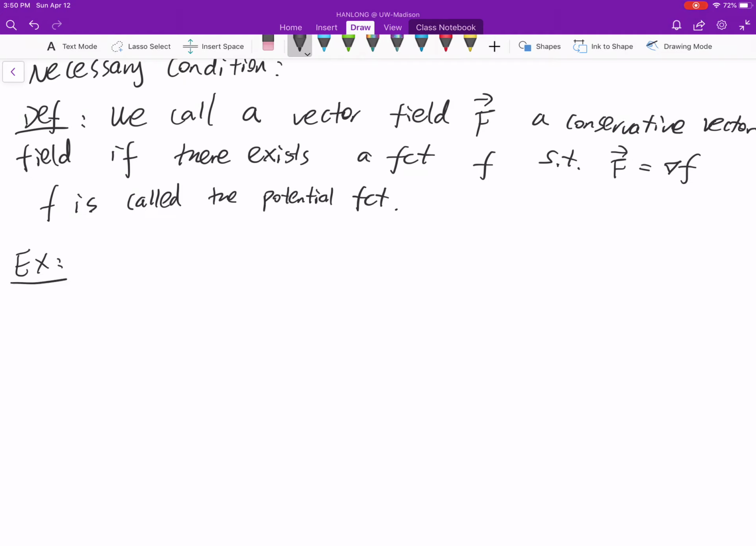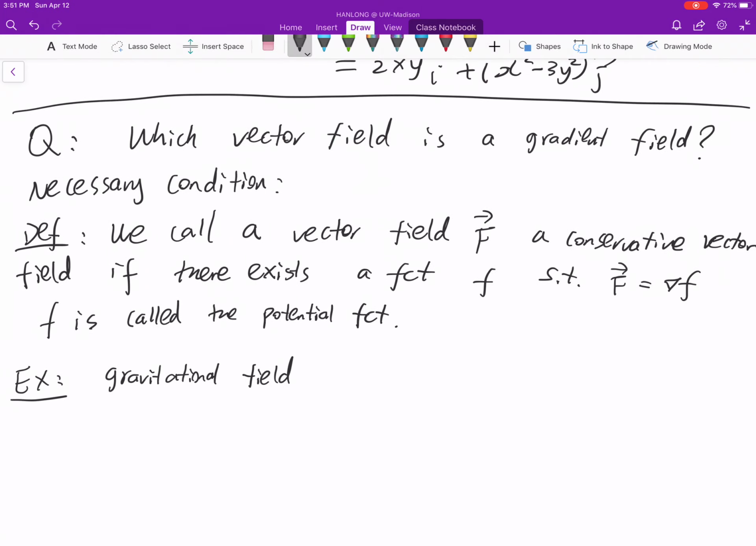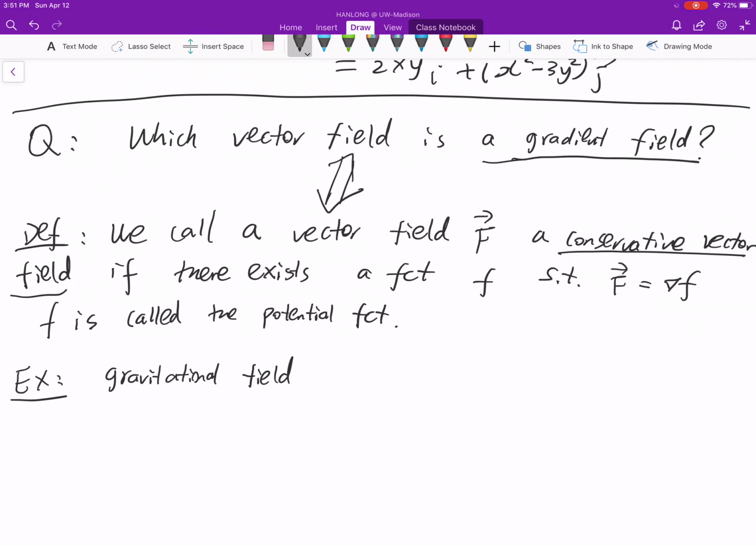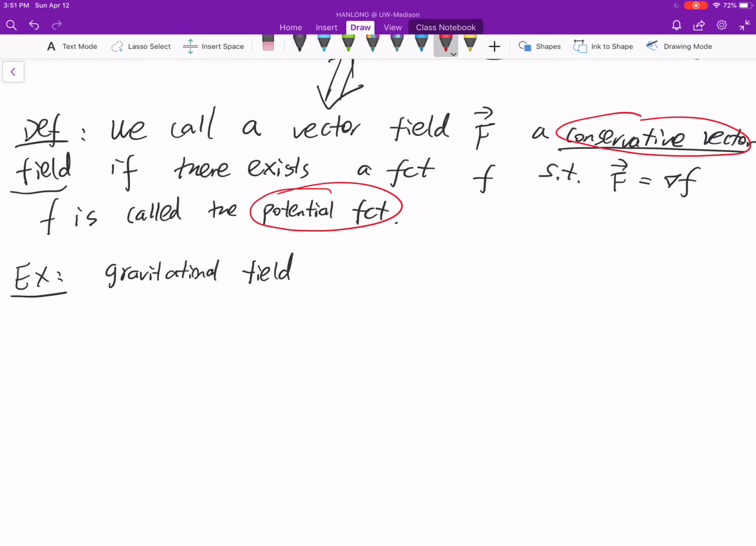Okay, now let's use the gravitational field. Oh, I see. Sorry, my bad. This is not the necessary condition, just another name for the vector field. The necessary condition will be given in a moment. You can see this as a conservative vector field, or you can see it as a gradient field. They're the same. This name comes more from physics because you have a potential function. Whenever you have a potential function, the potential is conserved by the field.